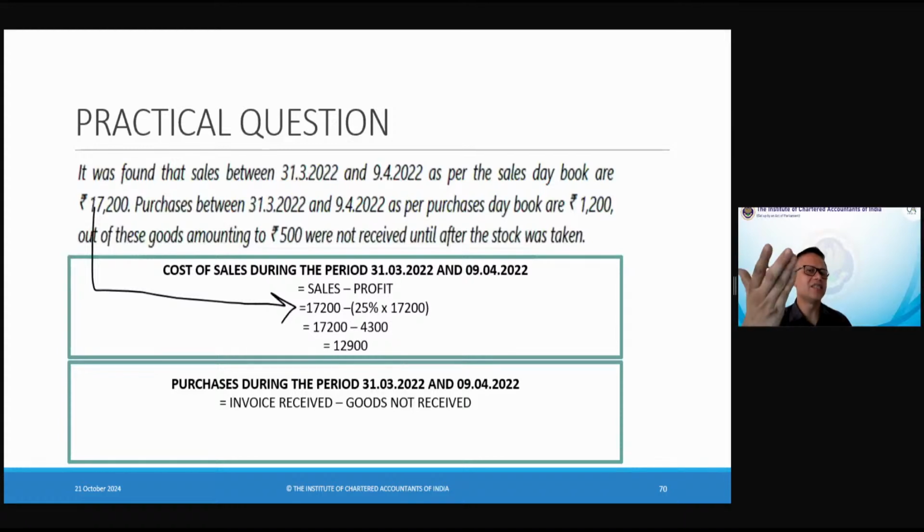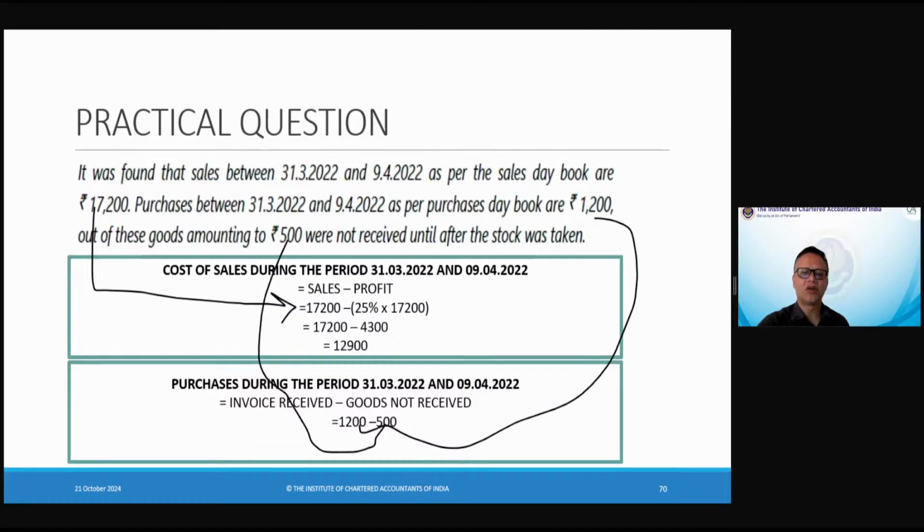We are recording it just in the day book, but the final purchases for the trading account should go only on the basis of goods received. So what happens is 1200 minus 500. 1200 is given the purchase, 500 is given the not received, and you get 700. I think up to here there is no doubt.